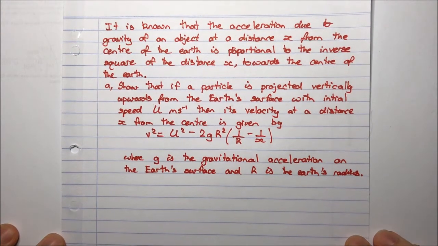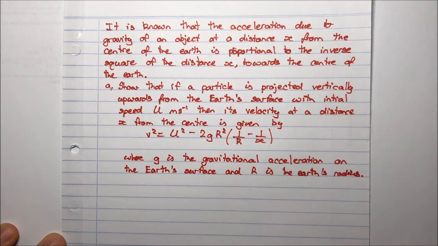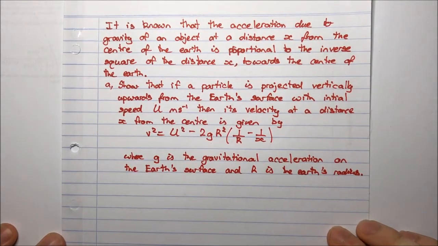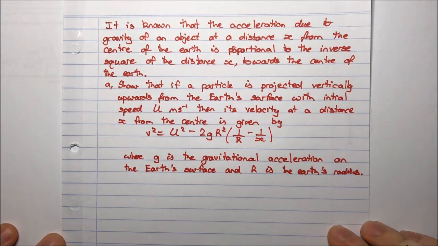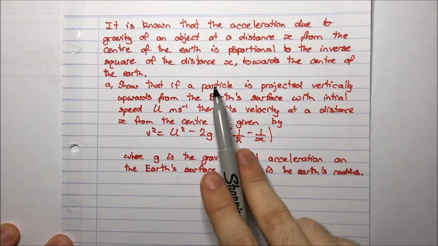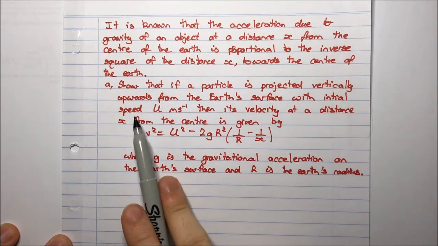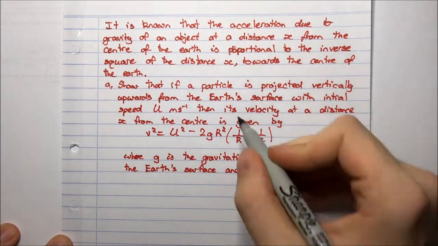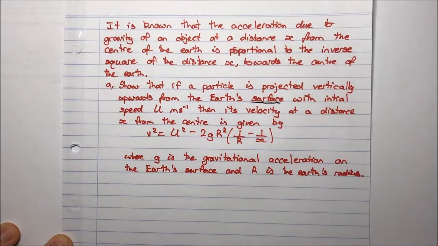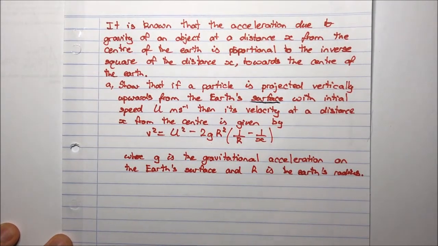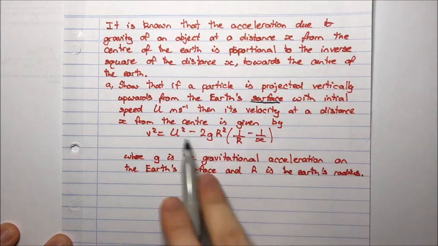So I'll just mention that this isn't the whole question, but it's just one part of the question. For the moment, I've only written this down because the rest of the question is quite long. Okay, so let's just focus on this part first. It's quite involved, but quite doable as well. So let's read this part carefully again. Show that if a particle is projected vertically upwards from the Earth's surface. So here is a key point. We're projecting from the surface of the Earth with initial speed u meters per second, then its velocity is this.